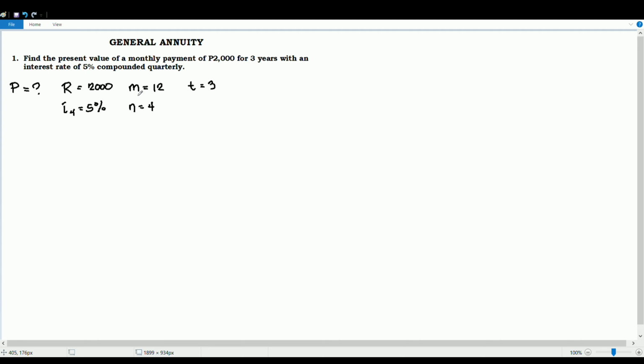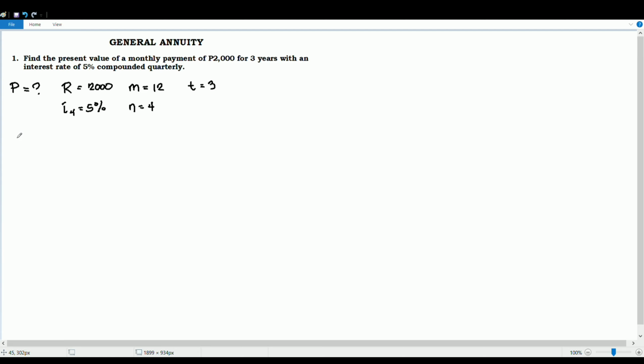Observing the value of m and n, they are different. Therefore, the payment interval of the regular value and the interest period are different. So we have to synchronize them by converting 5% quarterly into monthly. It should be synchronized with the regular payment. The one that is to be converted is the interest rate into what we need, which is monthly. So we have to find the monthly rate of 5% quarterly.